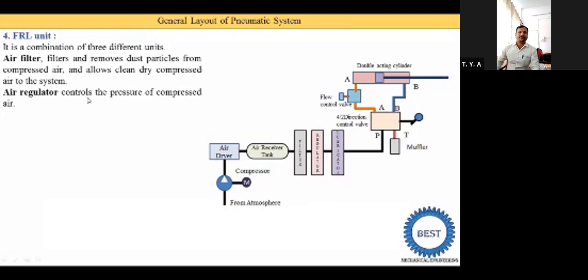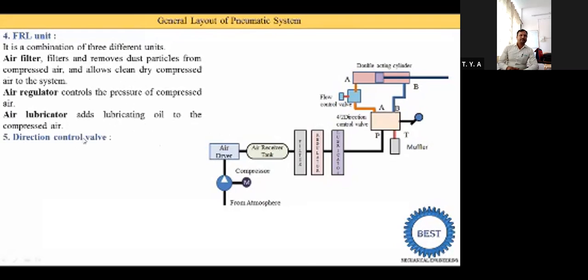For controlling the pressure, we use the air regulator. And the third one is the air lubricator. The air lubricator adds lubricating oil to the compressed air. Because if we do not provide lubrication, then wear is done. So that's why we need to provide lubricating oil with the air lubricators.